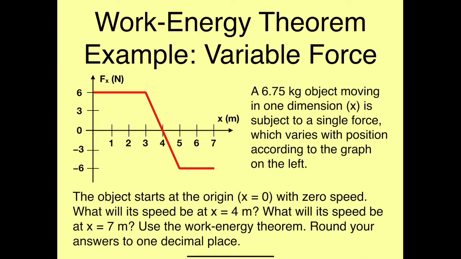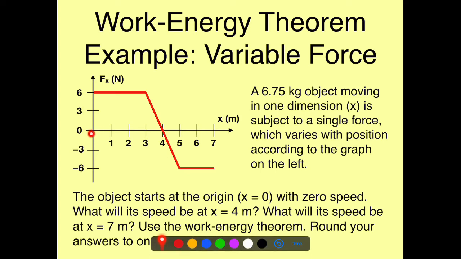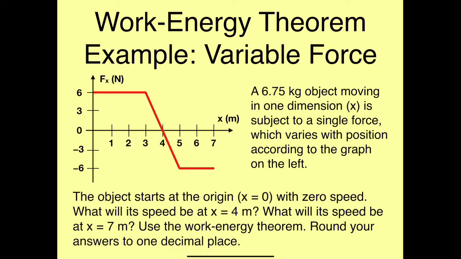So the object starts at the origin, that's x equals 0, with 0 speed. What will its speed be at x equals 4 meters? What will its speed be at x equals 7 meters? We're going to use the work energy theorem for this. And again, the idea is the object starts off over here at the origin and it's at rest. But there's a force acting on it, so it's going to end up over here sometime later, moving at some speed, and we want to figure out what that is. And then sometime after that, it's going to end up over here, and we want to figure out what the speed is when it reaches that point also. So let's work this out.